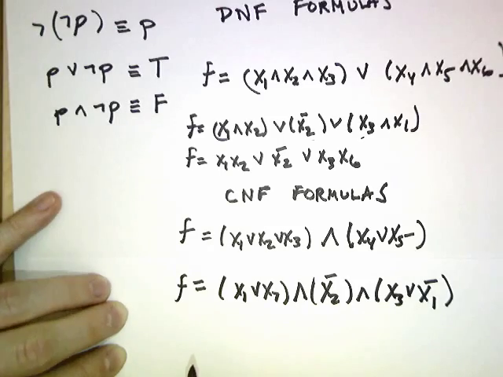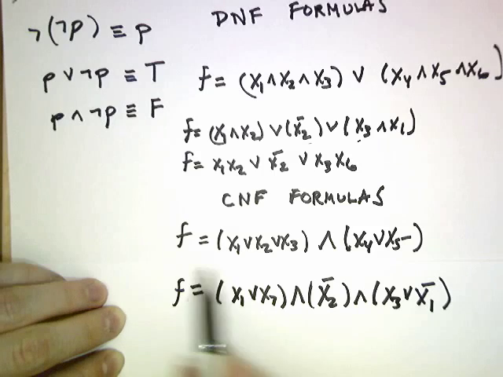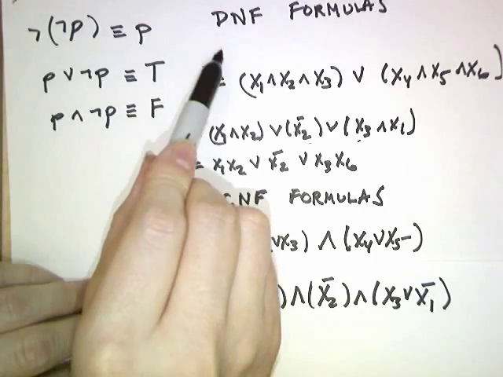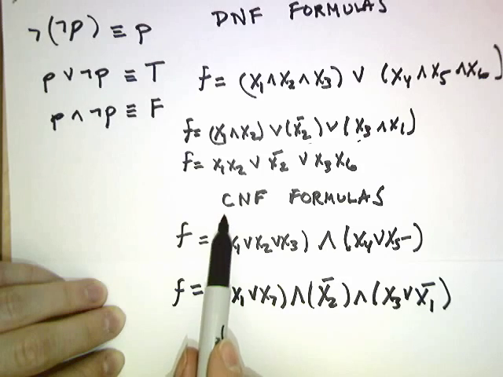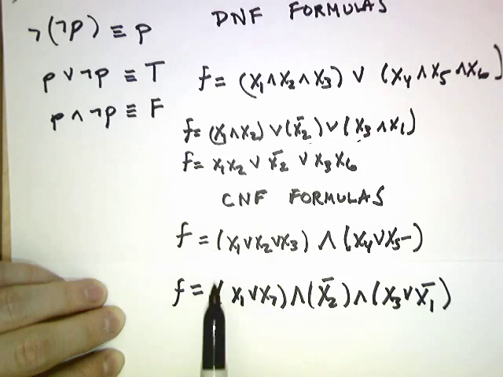It turns out that any formula on literals that you can write can be transformed and written as either a DNF formula or a CNF formula. I guess I never said that CNF stands for conjunctive normal form. And these are two commonly studied types of Boolean formulas that we'll come back to and explore in the future.